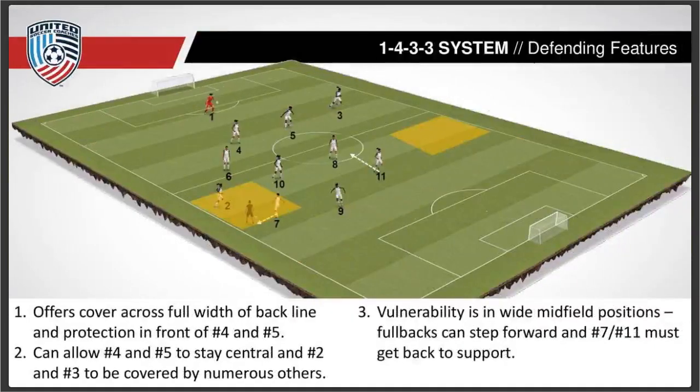And then finally, the vulnerability of this system certainly is in wide positions in front of our back 4 with no real wide players up top or in midfield. We have this vulnerability, so it's really important for us that the number 7 and number 11 do provide some support on their side of the field to the fullback on our team.